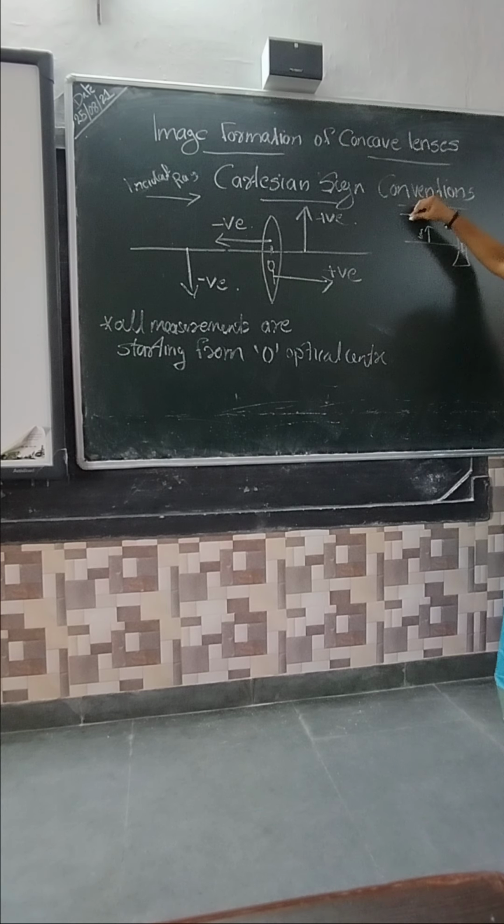This is my object. I need this object distance. Is this distance positive or negative? Negative. Why? Because this is the incident ray. All the measurements are starting from optical center. So this is opposite to the direction of the incident ray. So your answer is right. This sign is negative. Clear everyone?